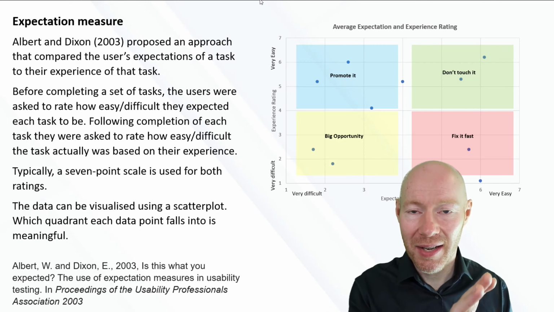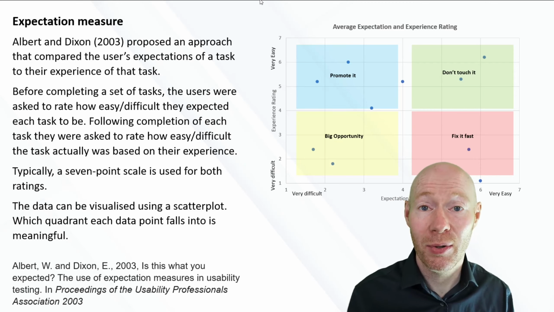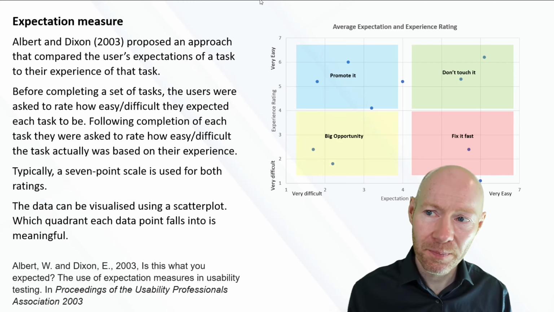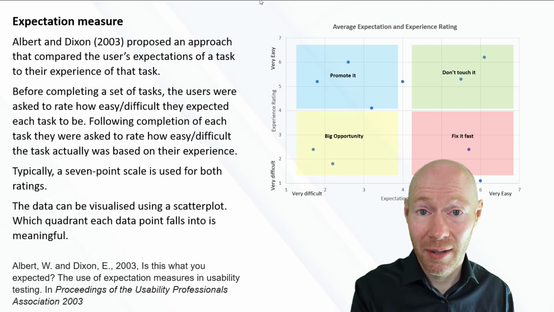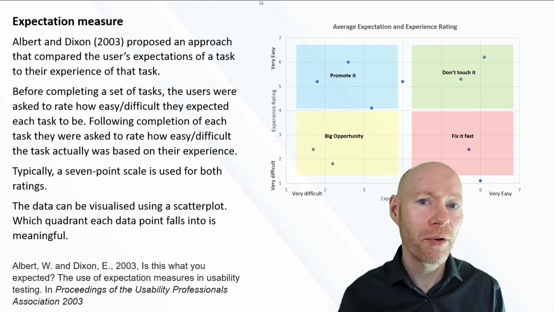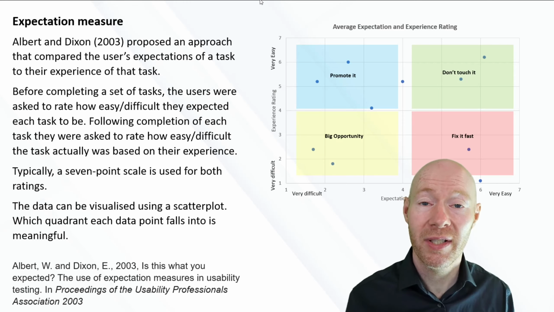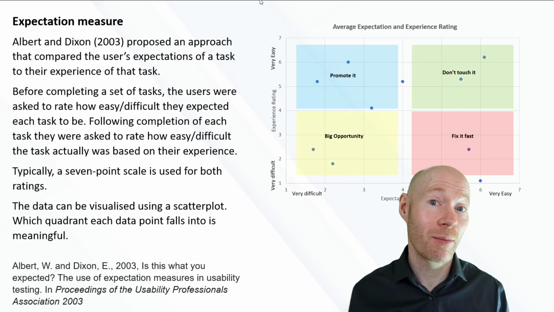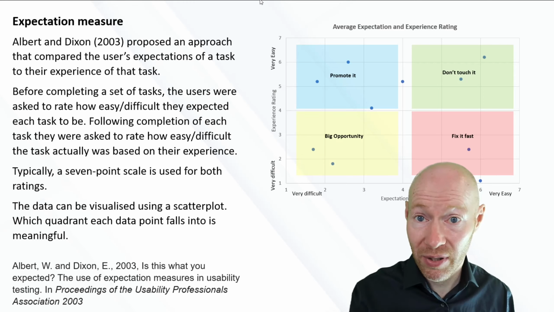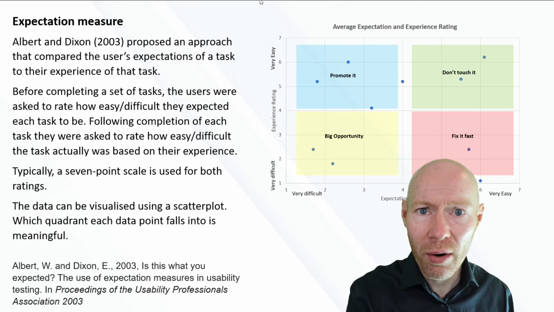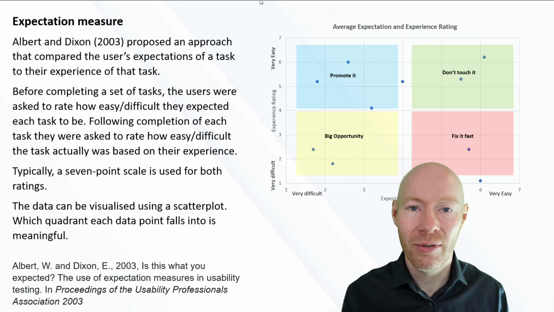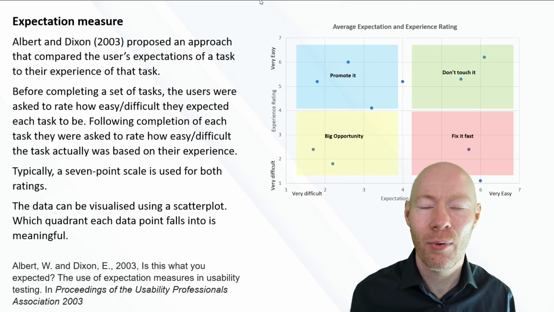This, I think, is an interesting one, and you may want to think about using this in terms of your user testing. It's Albert and Dixon, and it's expectation measurements. And for this there were two questions. There was one question that was asked before the task was done, and then one question that was asked after the task was done. So before completing the task, in fact all of the tasks, the users were asked to rate how easy or difficult they thought the tasks were going to be.